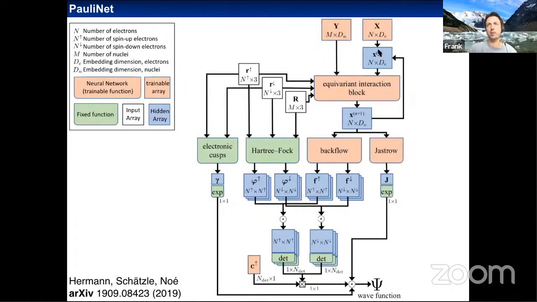And this is a diagram where you see just in a diagrammatic form what is computed in this function. And all the green functions here are fixed. They are just in order to ensure the right physics, whereas all the orange functions here or arrays are learnable. So this is what's trained as a deep network, or here just arrays, as part of the stochastic gradient descent optimization.